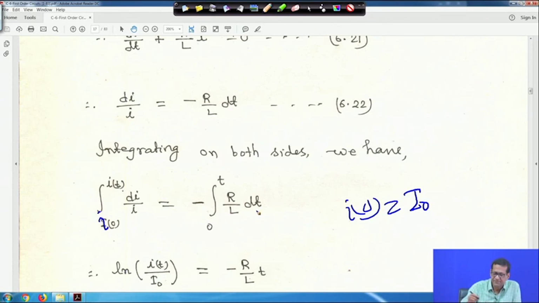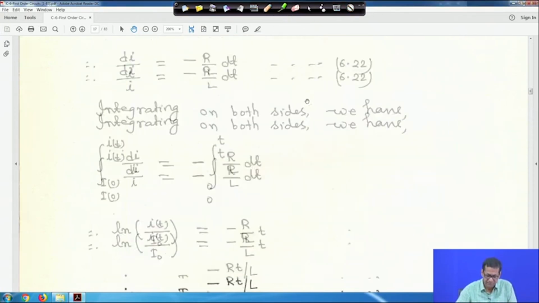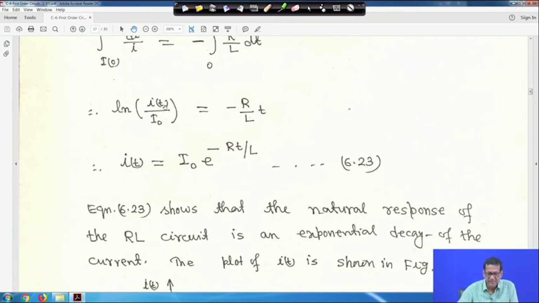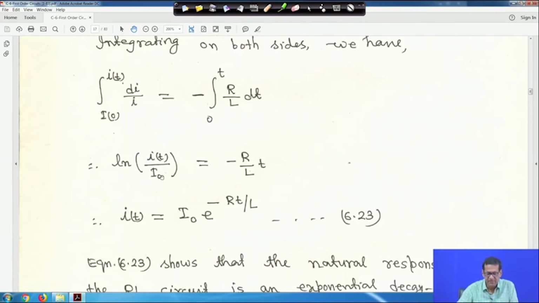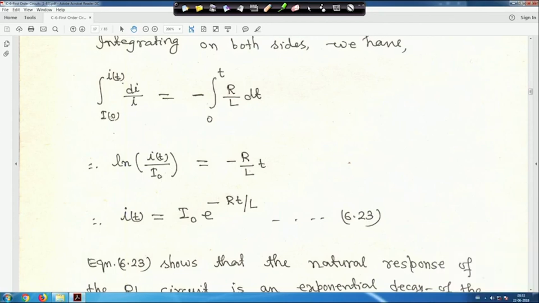Now you integrate. It will be natural log of i(t) upon small i0, and small i0 is equal to I0. So it will be ln of i(t) upon I0 is equal to minus R upon L t. That means i(t) is equal to I0 into e to the power minus R t upon L. This is equation 23, from chapter 6.